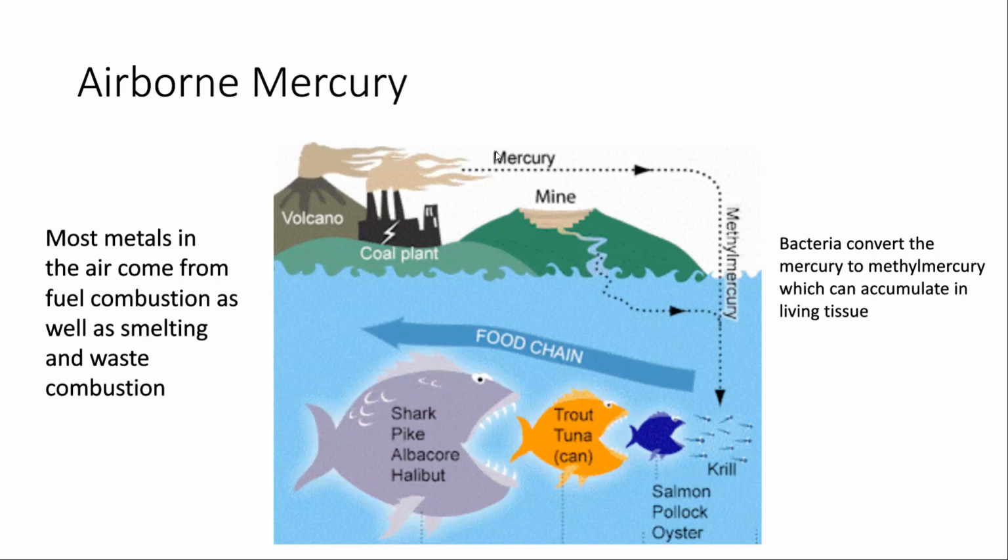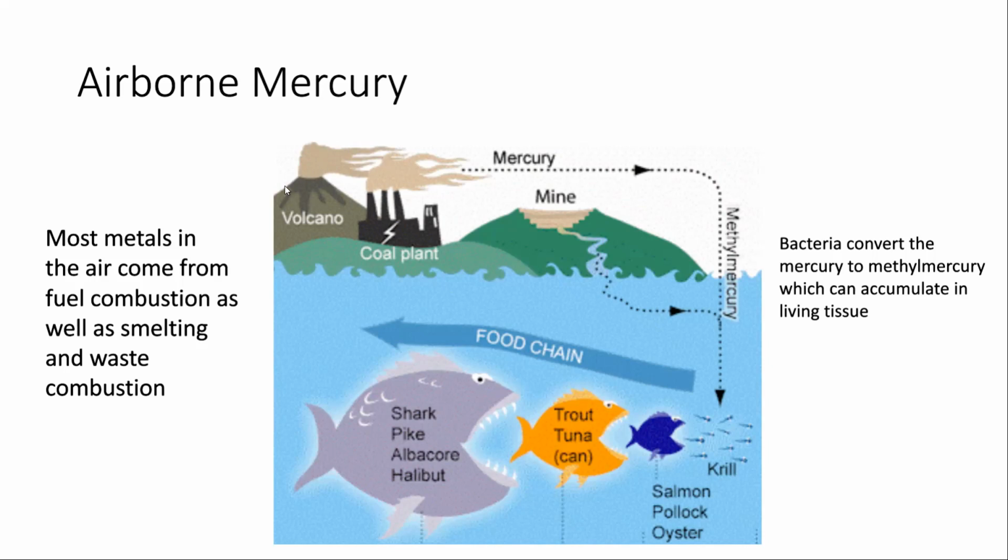And then I mentioned the airborne mercury. I like this image because we can also see the draining from the mine. So acid mine drainage often releases mercury. So we can see that process occurring as well. But the thing that's going to make it extremely problematic is just the bacteria converting it into methyl mercury, which now has the ability to bioaccumulate.